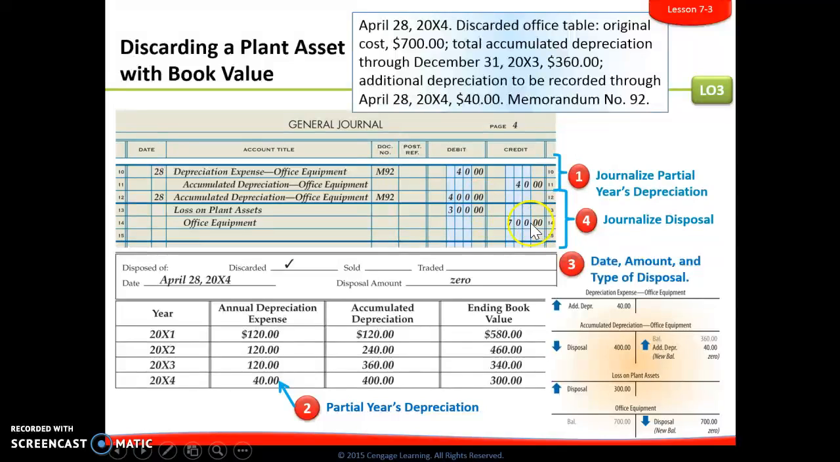Now that tells us our debits and credits don't equal. If we were to get rid of this right now, we would have a $400 debit and a $700 credit. That tells us that we need another $300 debit. That would be a loss on plant assets. Our ending book value ended up being $300, and we got rid of it for $0, so that means that we lost $300.